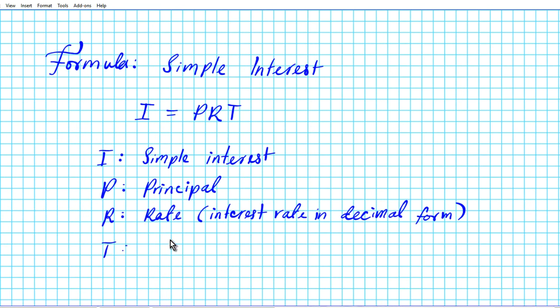T represents time, and this time is time in years. Okay, so if you're given an interest rate problem and it's given in months, you have to carry out the necessary conversion by dividing it by 12 in order to get your years equivalent for T to calculate the simple interest. Okay, so let's keep those 2 points in mind.